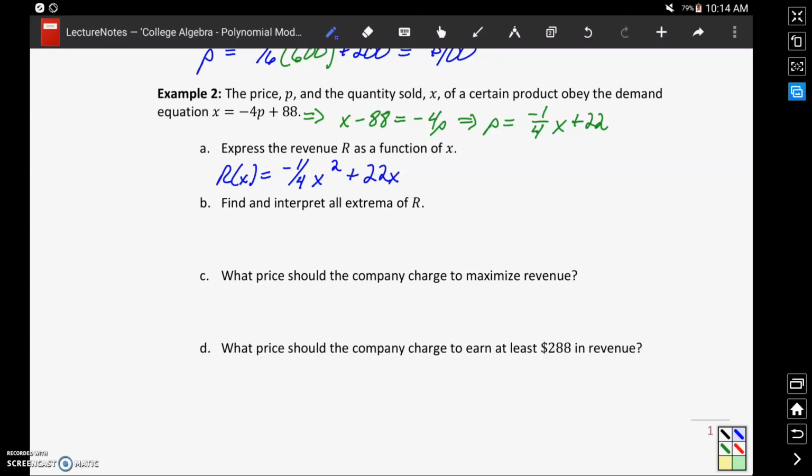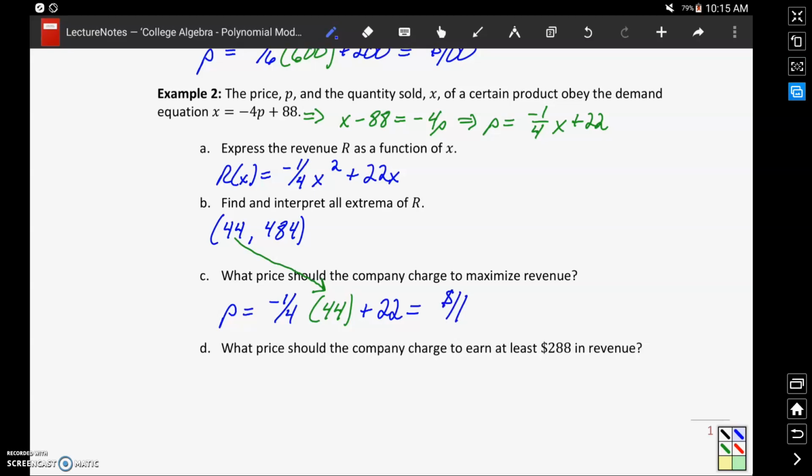We want to find and interpret all extrema. In this case, that would be at x equals 44, y equals 484. And our interpretation would be the same as above. When we produce and sell 44 units, we achieve our maximum revenue of $484. To identify the price point that we should be selling these items at, we would substitute x equals 44, which is the value we would have found from that absolute maximum point, which would give us a price point of $11 per item.